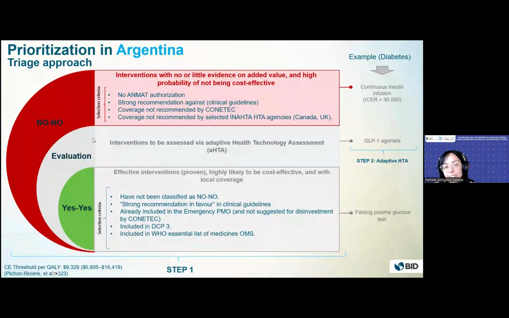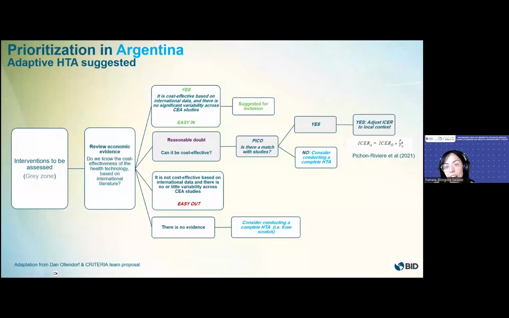Now, the tricky one is the gray area, in which we have interventions that we're not certain whether they can be a yes or no. So for those interventions, we relied on adaptive health technology assessment. And that was the case of the GLP agonists, which are for the treatment of type 2 diabetes. And this is the flow chart that we follow when conducting the adaptive HTA approach.